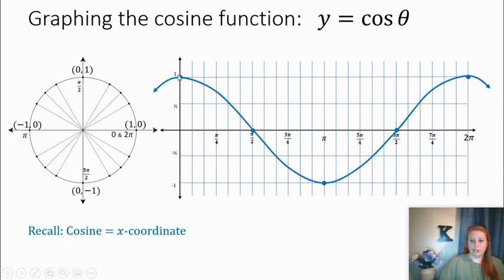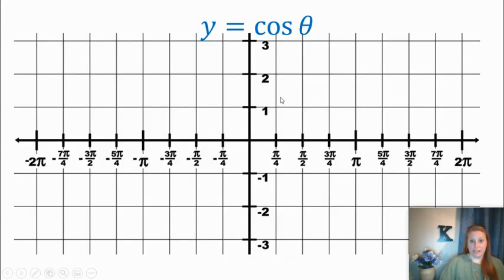So you'll see it looks very similar to the sine curve, but instead we start and end at the maximum. Halfway in between, we reach the minimum, and halfway between each of those points, we cross through the middle. So it's similar but different. Let's go ahead and show that on here.